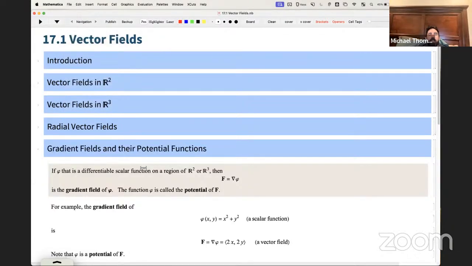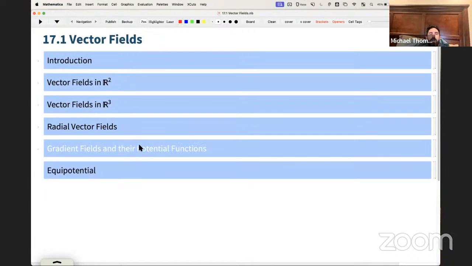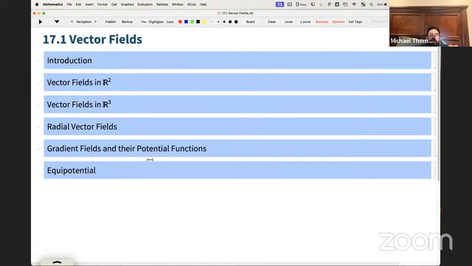And now, gradient fields and potential functions. What you have probably noticed by now throughout Calculus 3 is we keep taking ideas from Calc 1 and Calc 2 and we keep just extending them up to 2 and 3 dimensions. So there's no difference here. Essentially, what we're going to do is take the idea of derivatives and antiderivatives from Calc 1 and extend them up to higher dimensions.